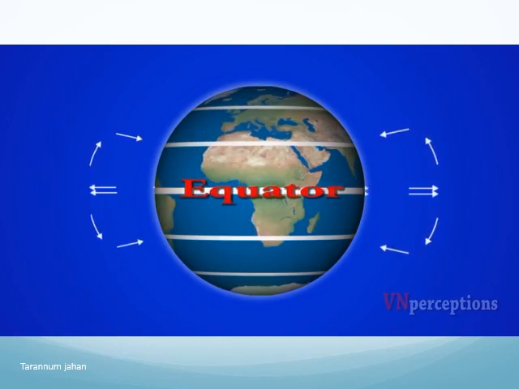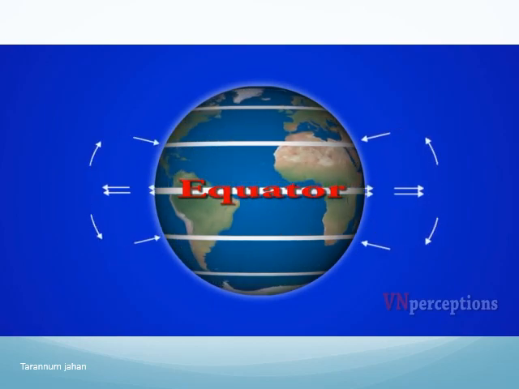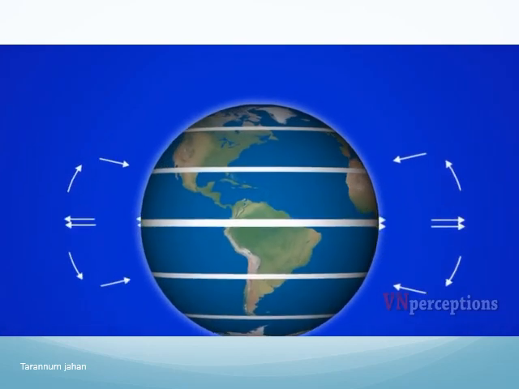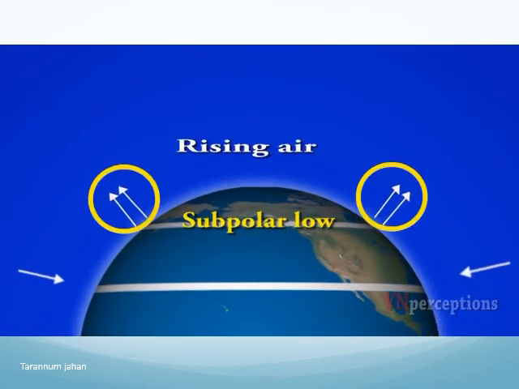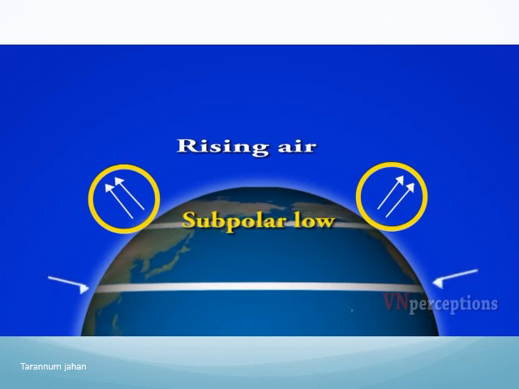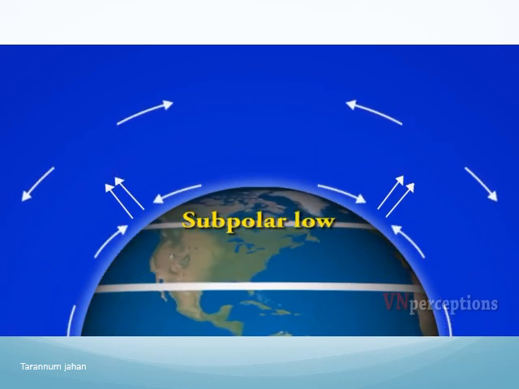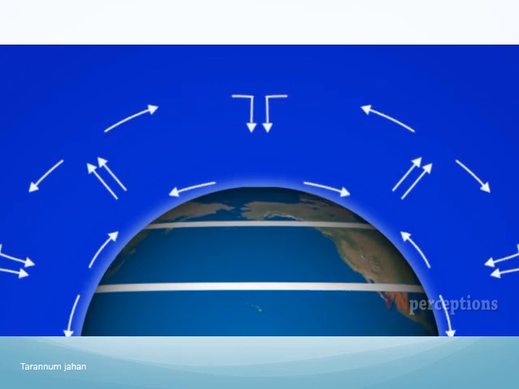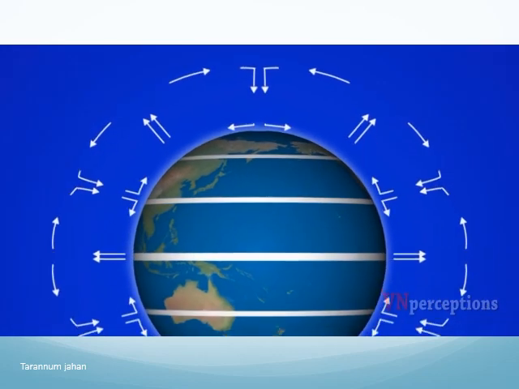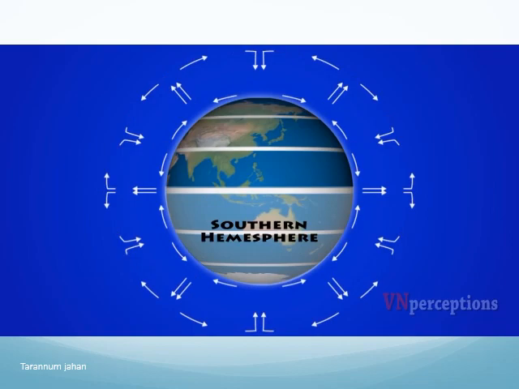Along the equator, the air is rising because of convection, and at subpolar lows, we have rising air because of convergence. This rising air also spreads out, cools and sinks. Same things happen in the southern hemisphere.